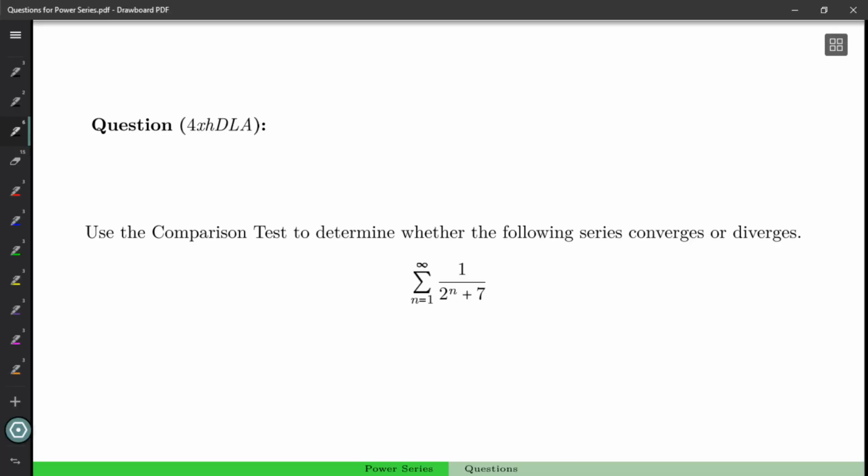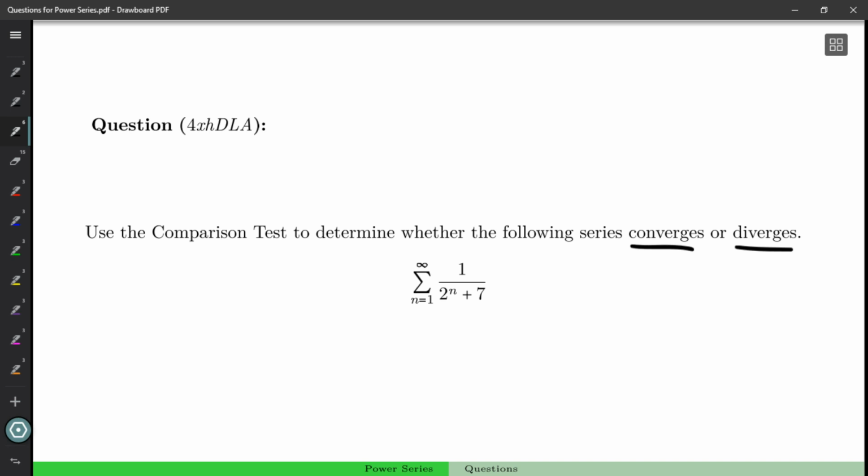Use the comparison test to determine whether the following series converges or diverges. So we've got the sum as n equals 1 up to infinity, so just going on and on, of 1 over 2 to the n plus 7.